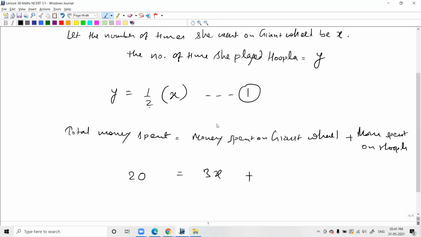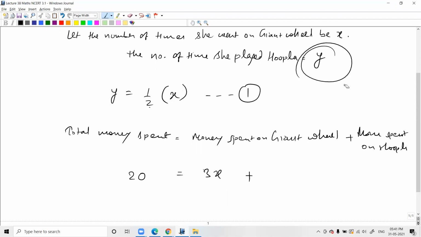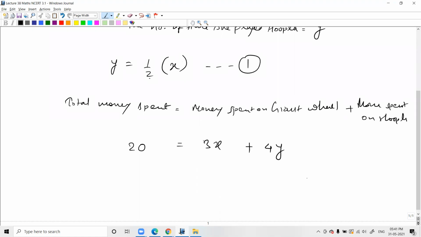Same way, Hoopla, how much does it cost? 4 rupees. The game of Hoopla costs 4. She has played Y number of times, so it will be 4 into Y. So now we have got our second equation, that is 3x plus 4y is equal to 20. Okay. Now we need to solve this problem.